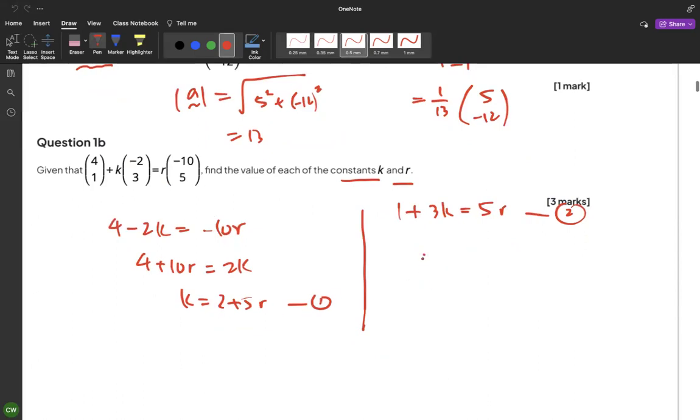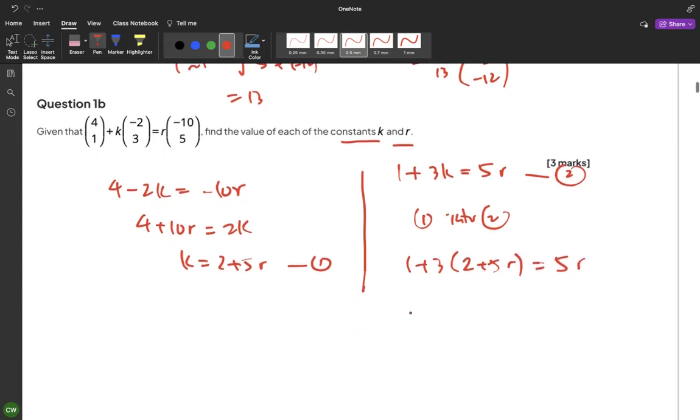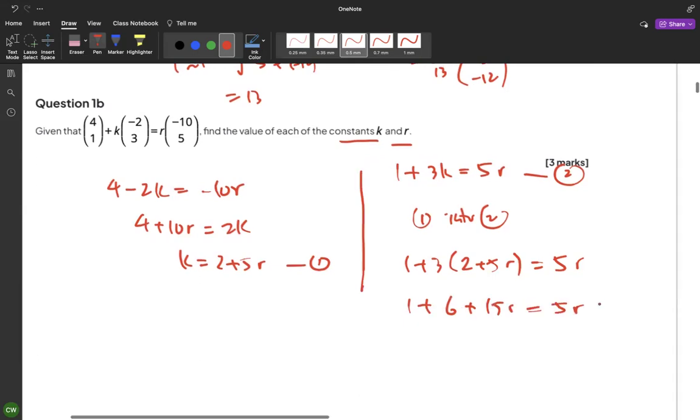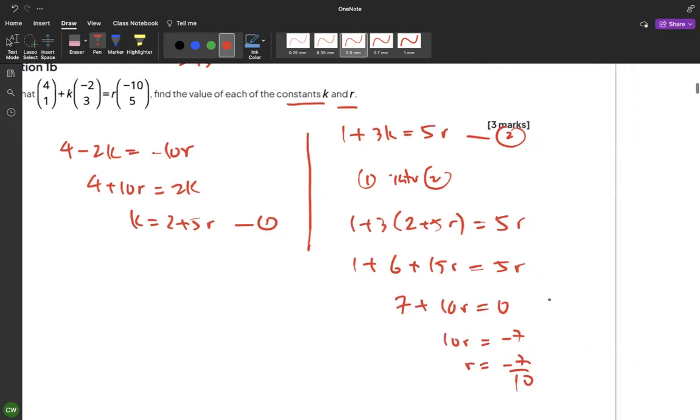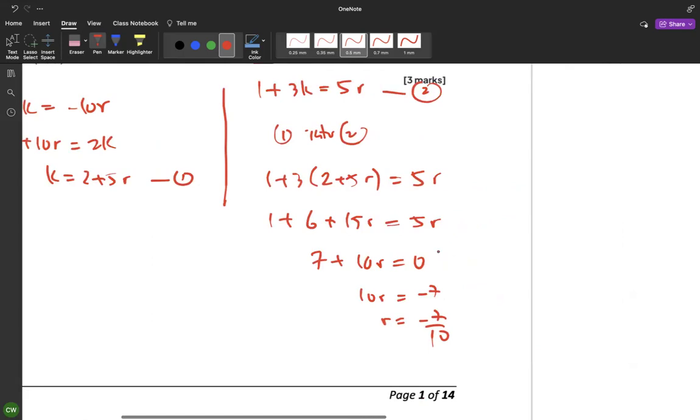Substitute 1 into 2. 1 plus 3, 2 plus 5R. 5R. 1 plus 6, 15R. 5R again. 10R is 97. 97 over 10. 对吧？对啊。Okay. How about the other one?